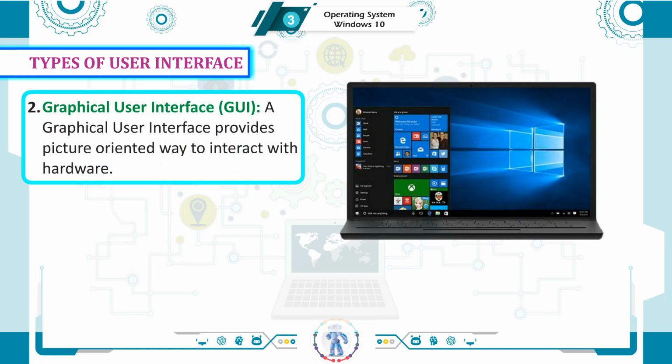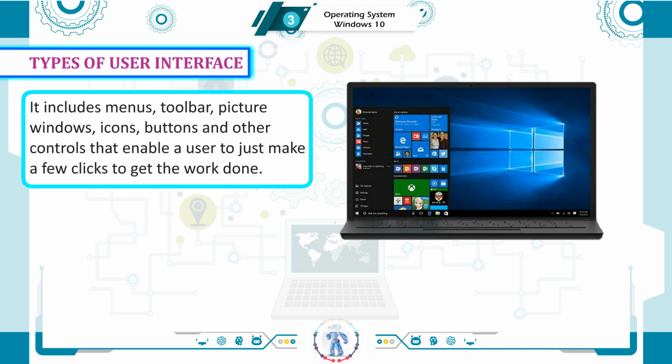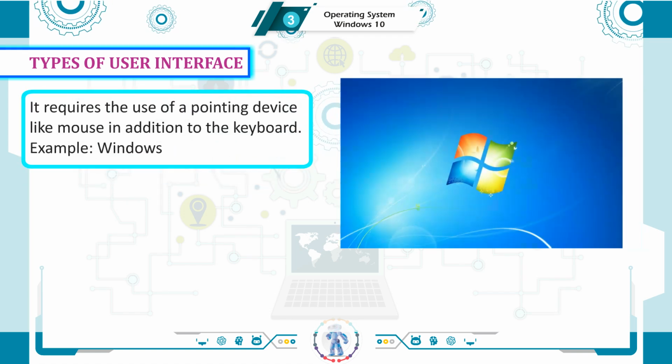2. Graphical User Interface (GUI). A graphical user interface provides a picture-oriented way to interact with hardware. It includes menus, toolbar, picture windows, icons, buttons, and other controls that enable a user to just make a few clicks to get the work done. It requires the use of a pointing device like a mouse in addition to the keyboard. Example: Windows.